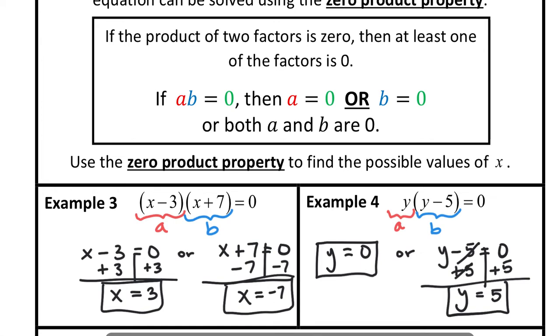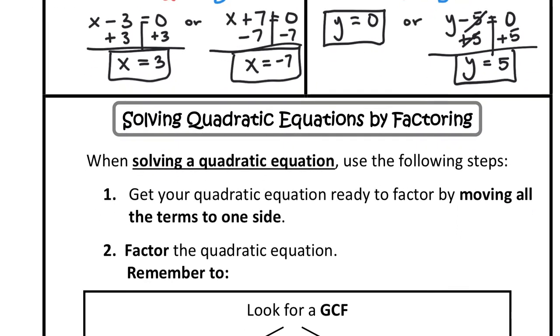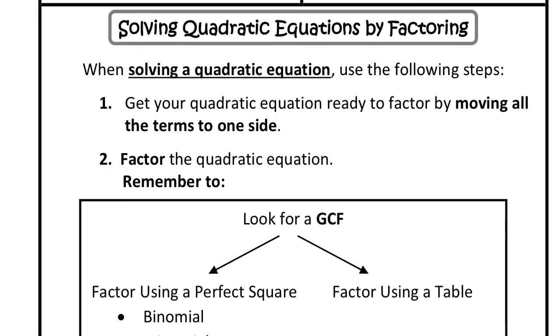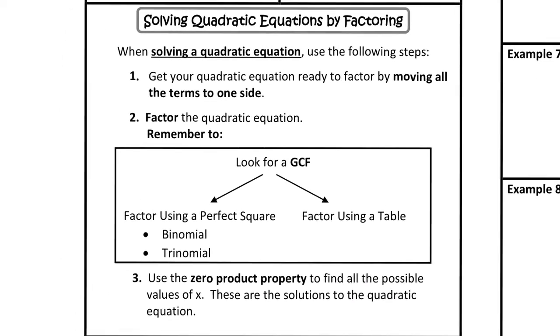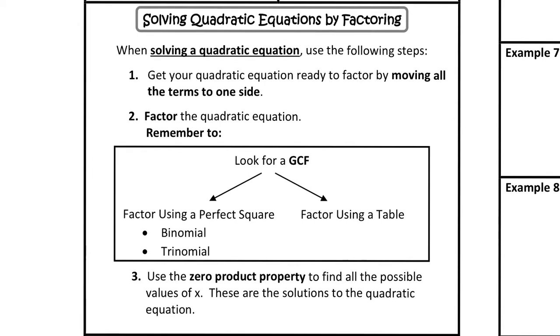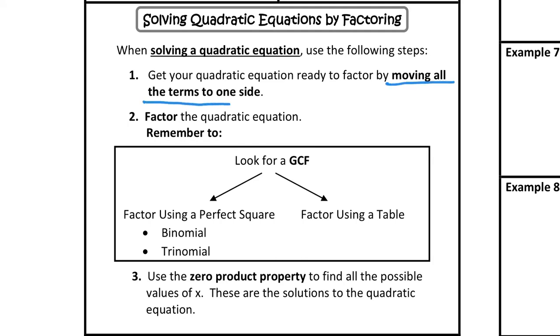Now, putting it all together, we get to the main steps of solving a quadratic equation by factoring. So let me zoom out here. Okay, so solving a quadratic equation by factoring, you're going to use the following steps. Number 1, get your quadratic equation ready to factor by moving all the terms to one side.